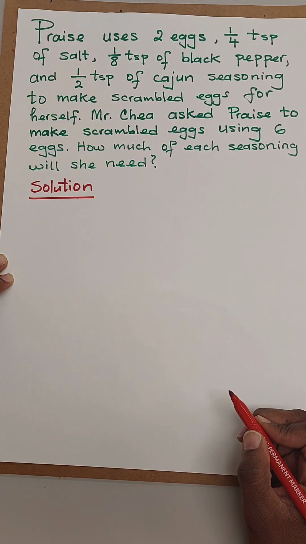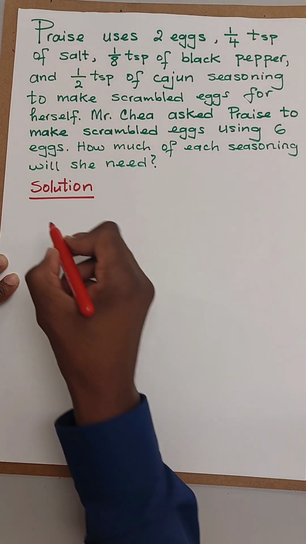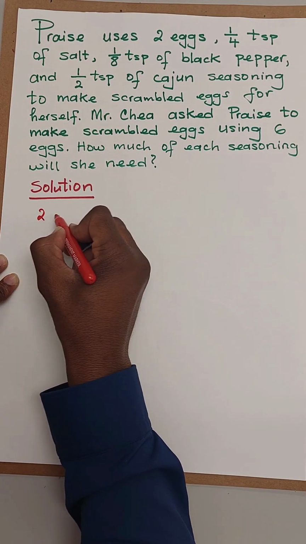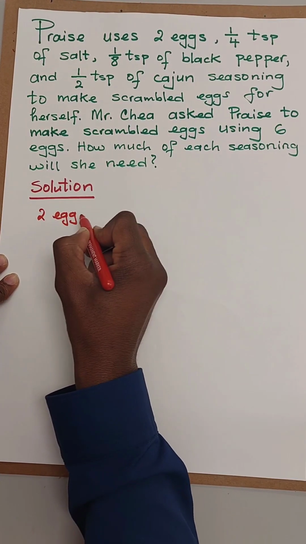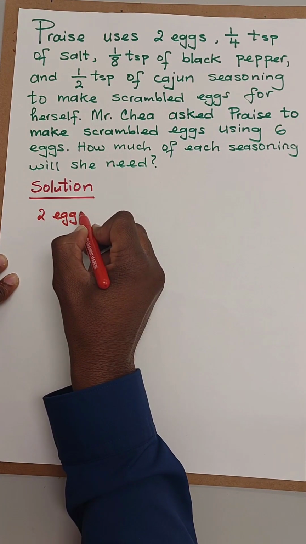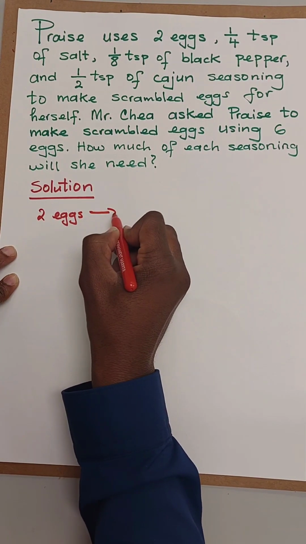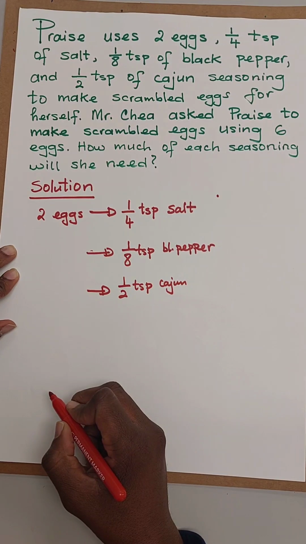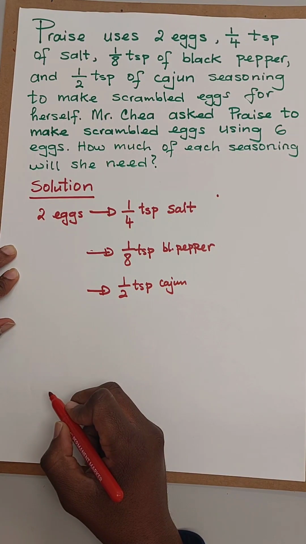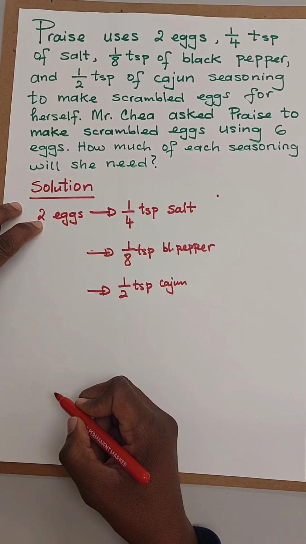Okay, so this is the thing. She had 2 eggs for herself, and those 2 eggs required. How do we go from 2 eggs to 6 eggs? We multiply 2 by 3.